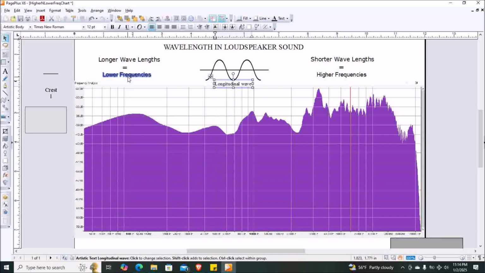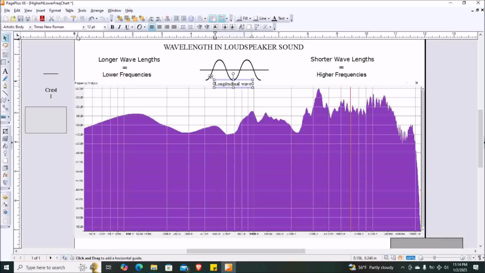Okay, right here, this is a wavelength. And there are basically two types of wavelength. There's a transverse wavelength and there's a longitudinal wavelength. It's kind of hard to pronounce, but it's called longitudinal wavelength. I'm sorry if I pronounced it wrong. That's the wavelength that is used in sound.